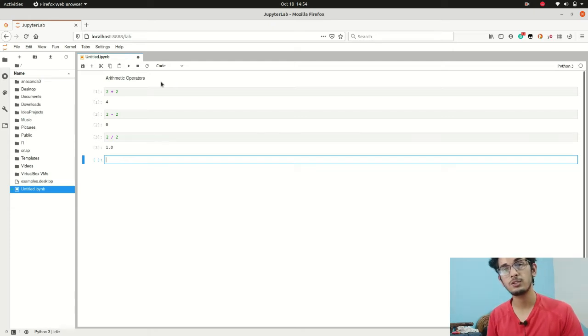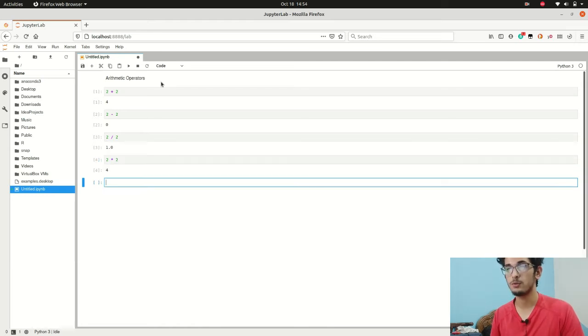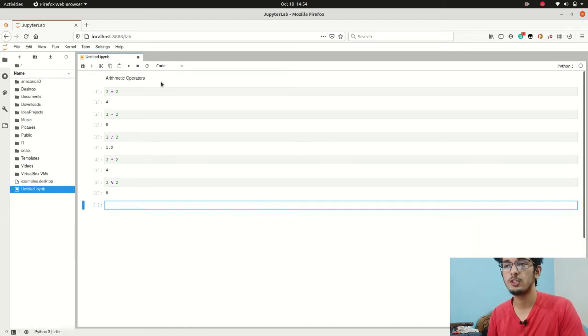This is the division, and the next one is multiplication. 2 times 2 gives us 4. It also comes under arithmetic operators. But let's talk about modulus. It's kind of a tricky one. Some people are mostly confused about what modulus is and what we get. Why do we get this 0? If you do 2 modulus 2, you get 0.